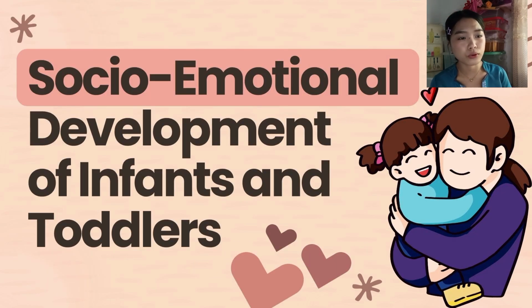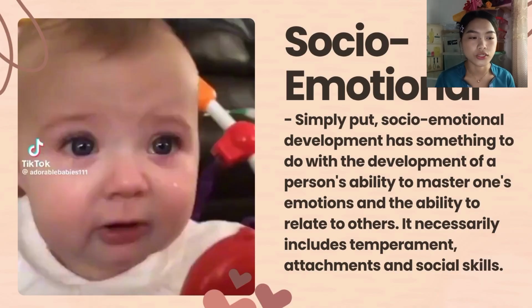So let's proceed with our main topic for today, which is the socio-emotional development of infants and toddlers. I believe that you already have an idea what socio-emotional is. Simply put, socio-emotional development has something to do with the development of a person's ability to master one's emotions and the ability to relate to others. It necessarily includes temperament, attachments, and social skills. So social emotional development is about two things: how a person understands and controls their emotions, and also how a person interacts and builds relationships with others.